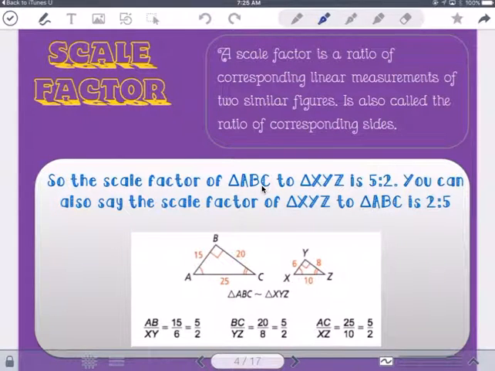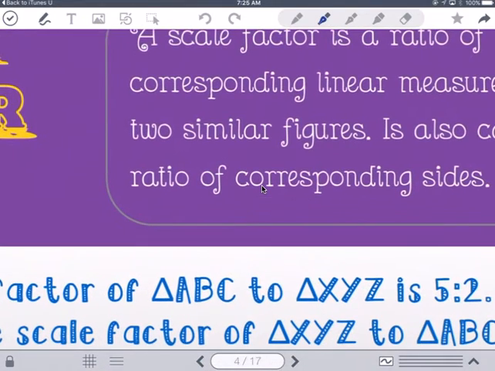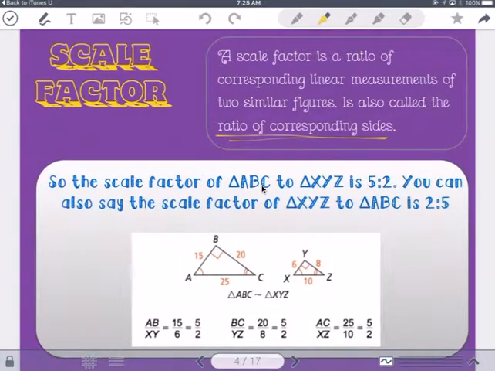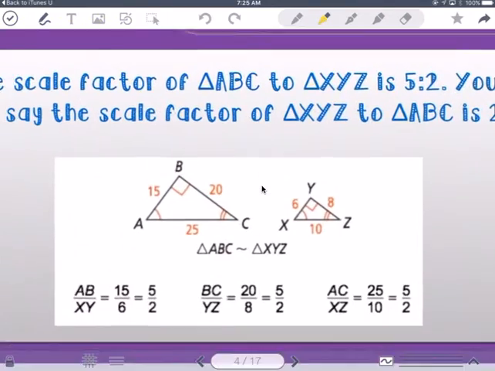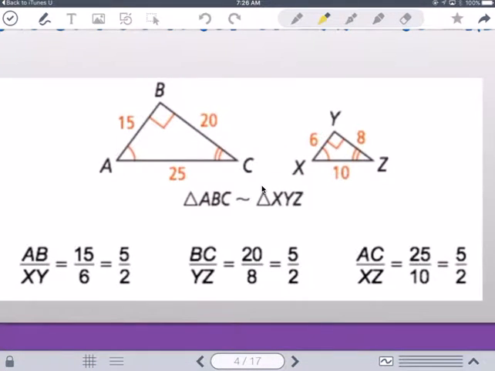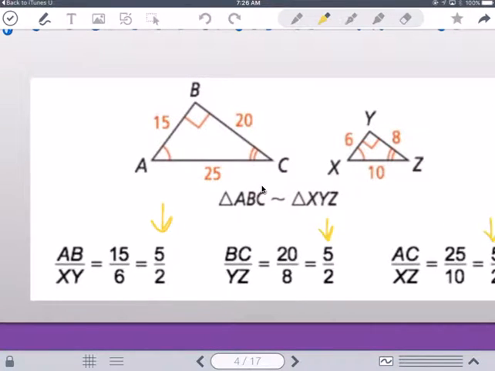All right. Scale factor. A scale factor is a ratio of corresponding linear measurements of two similar figures. It is also called the ratio of corresponding sides. So this is what we've been talking about thus far. Okay, so the scale factor of ABC to XYZ is 5 to 2. You can also say the scale factor of XYZ to ABC is 2 to 5. So that means if you look at each of the ratios of all the sides, notice that they're all 5 halves or 5 to 2. And we say 5 to 2 because the triangle to the left is across the top and the triangle to the right is across the bottom.